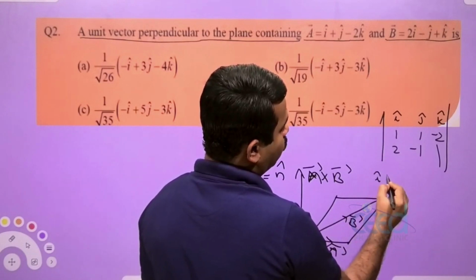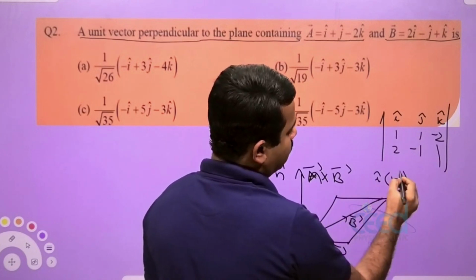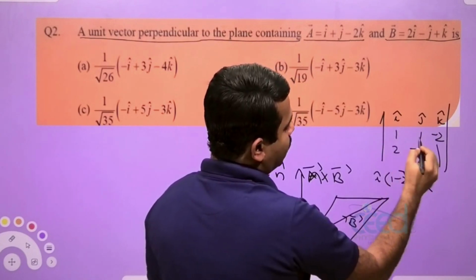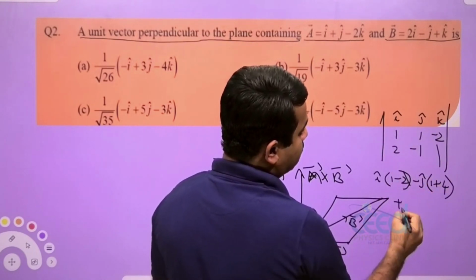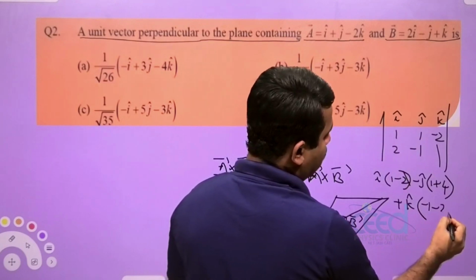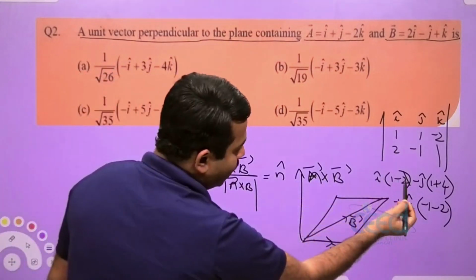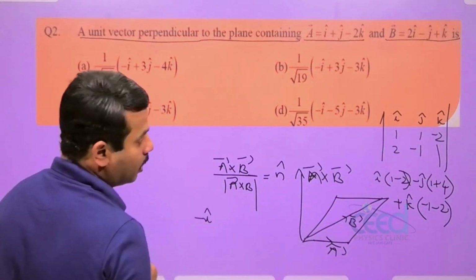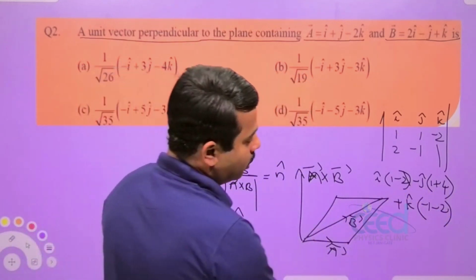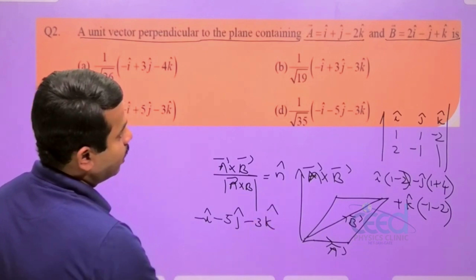So, i cap into (1 minus 2), minus j cap into (1 plus 4), plus k cap into (minus 1 minus 2). So, A cross B vector is minus i cap, minus 5 j cap, minus 3 k cap.